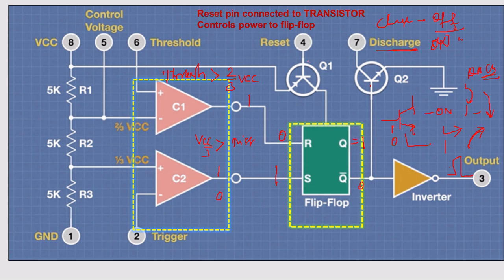Generally, reset is connected to a transistor and it will control the flow to the flip-flop. That is basically what actually happens. If the transistor has to switch on, you should provide less than 0.4 because it's a PNP transistor. If you give less than 0.4, it will override the instruction coming to the flip-flop from the lower comparator. I am repeating again: it overrides the effect of any instruction coming to the flip-flop from the lower comparator.